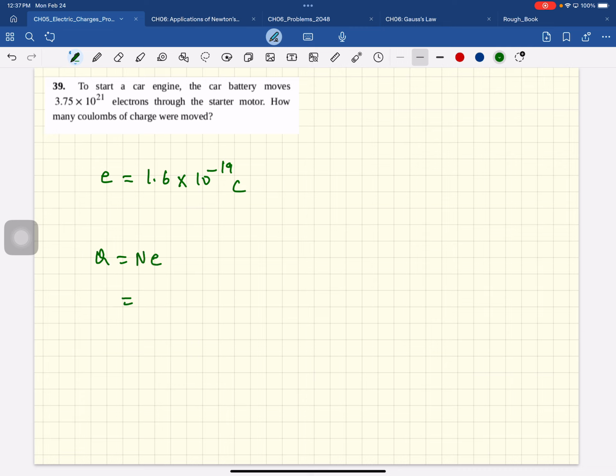So 3.75 times 10 to the 21 times 1.6 times 10 to the minus 19 coulombs. That's 10 to the 2, 375 times that. Okay, so 600 coulombs.